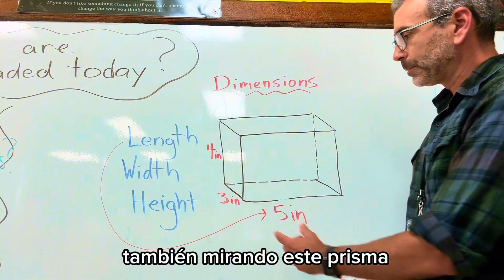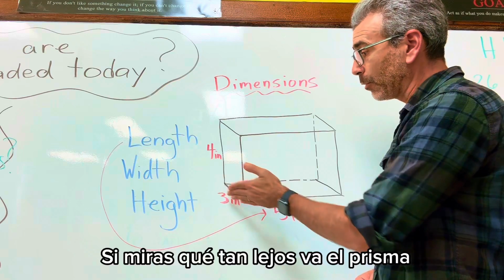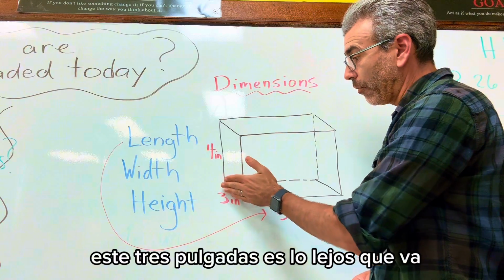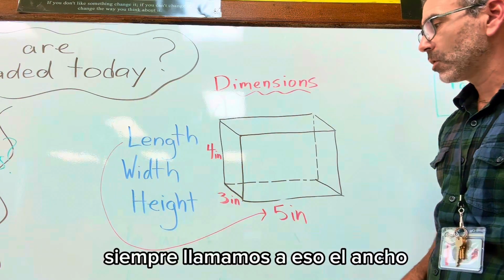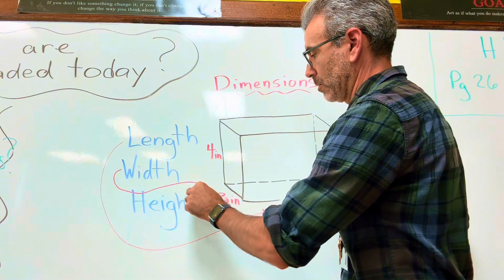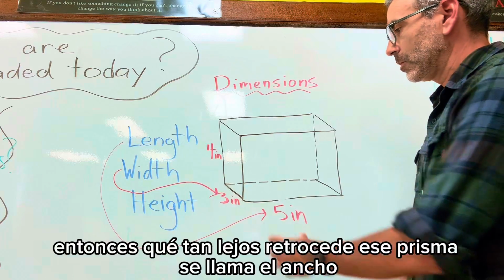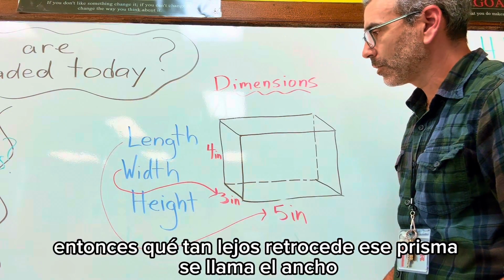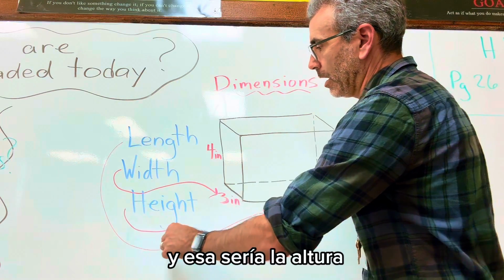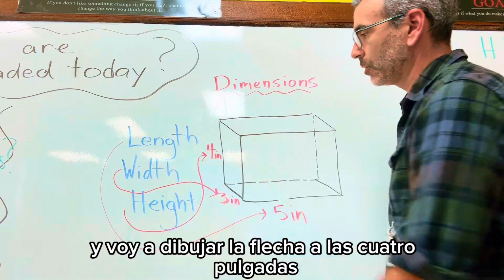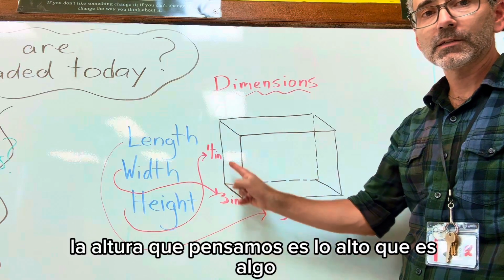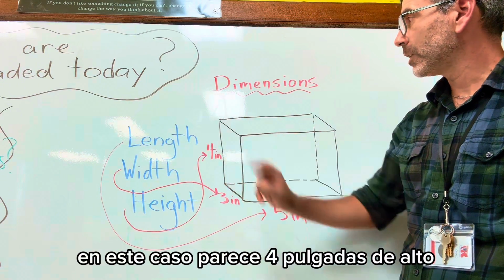Also looking at this prism, if you look at how far back the prism goes, and that would be this number right here, this 3 inches, it's how far back it goes. We always call that the width. So how far that prism goes back is called the width. And that leaves one other measurement, and that would be the height. And I'm going to draw the arrow to the 4 inches. The height we think of is how tall something is. In this case, it looks 4 inches tall.